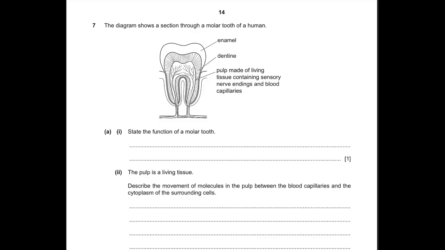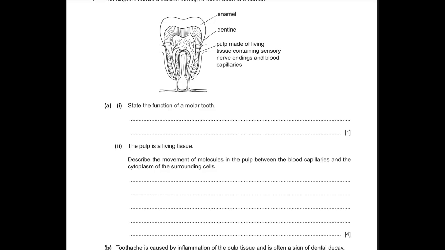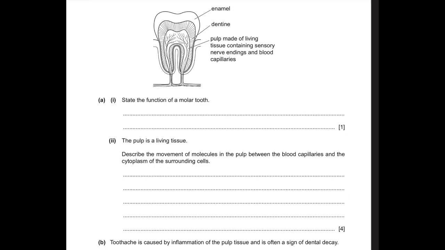Question 7. The diagram shows a section through a molar tooth of a human. So this is a human tooth with enamel, dentine, and the pulp made of living tissue. State the function of a molar tooth. So we know the molar is present for crushing and grinding of food. We are going to write crushing or grinding of food.